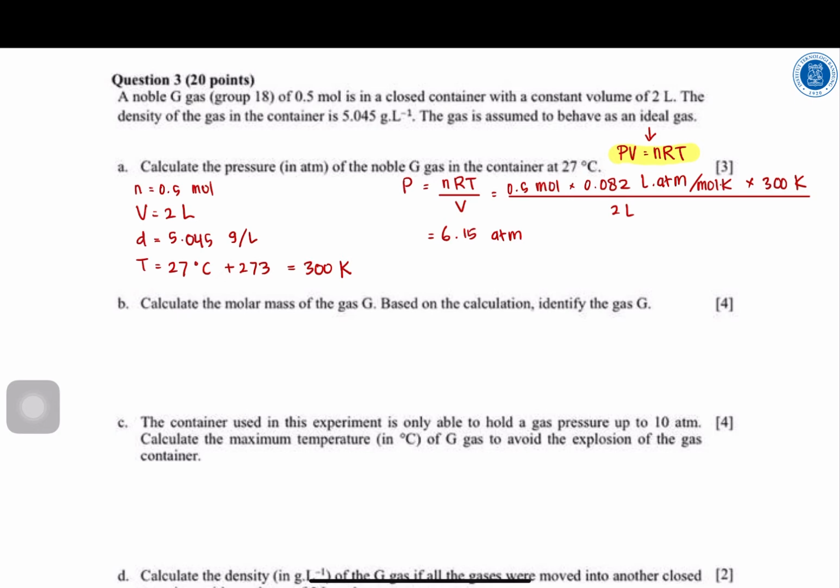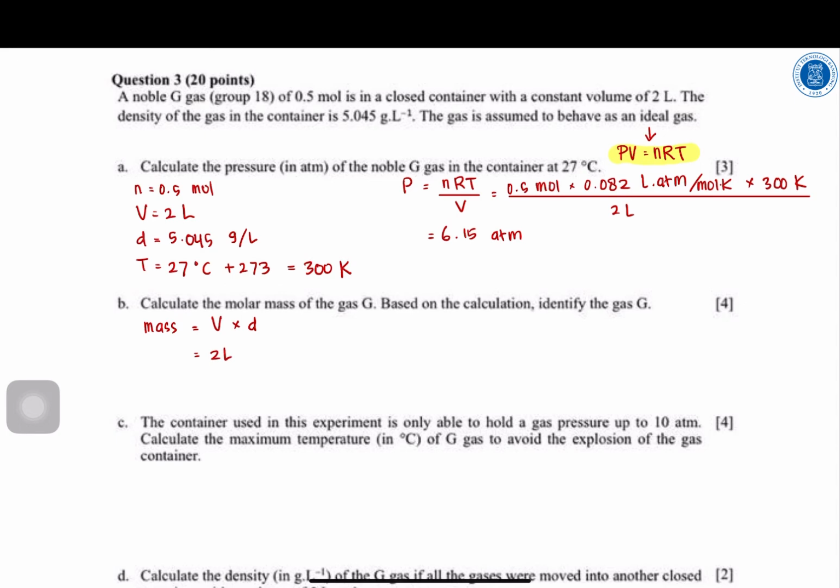Now question B: calculate the molar mass of the gas G, and then based on the calculation, identify the gas G. Remember that the unit of the molar mass is gram per mole. So we are going to need the mass, and then we are going to need the information of mole. Now, to calculate that, we know that we have half mole and we have density, so we can calculate the mass. Mass can be calculated from the volume multiplied by the density.